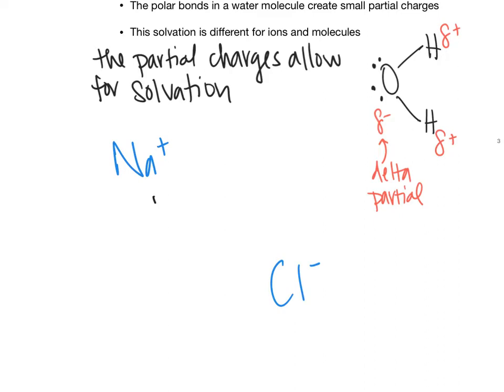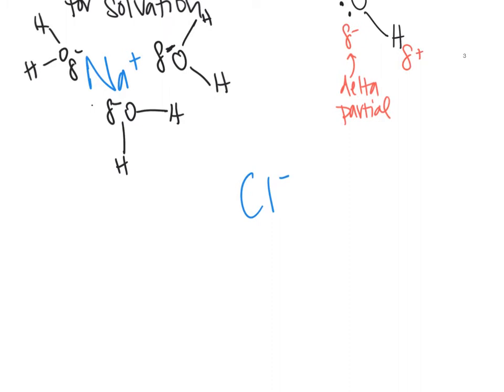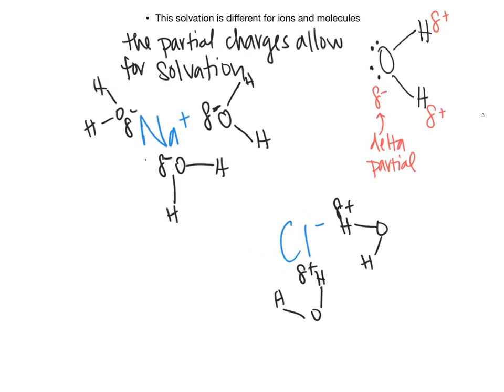So in this case, we're going to have the water structures where the delta minus surrounds the sodium ion. And over here, we're going to have the opposite orientation for these waters, to where the delta plus surrounds the chlorides.